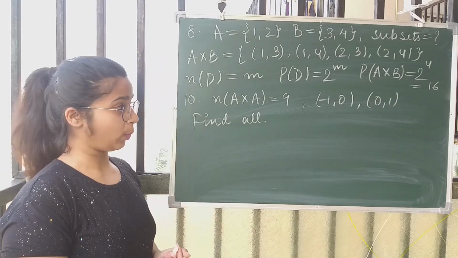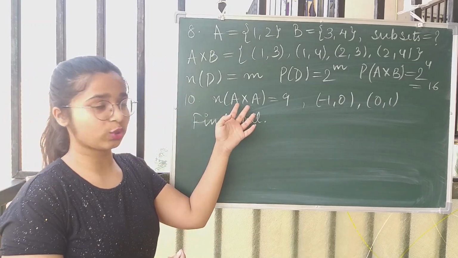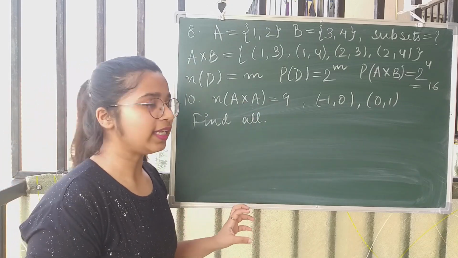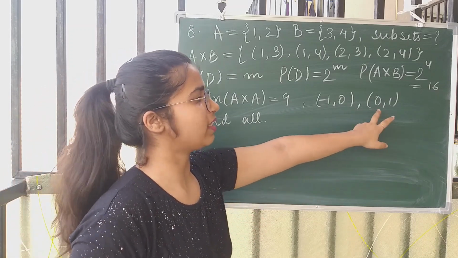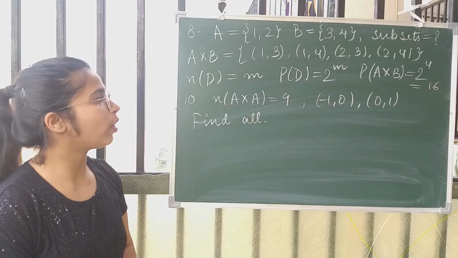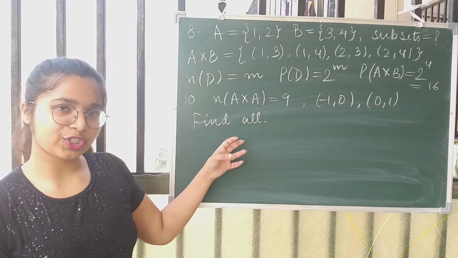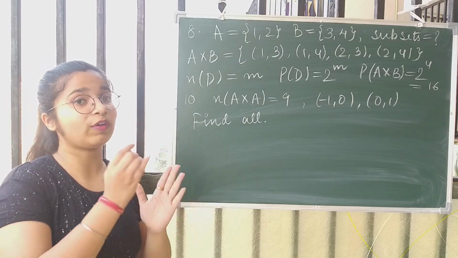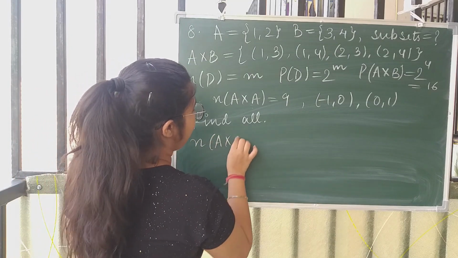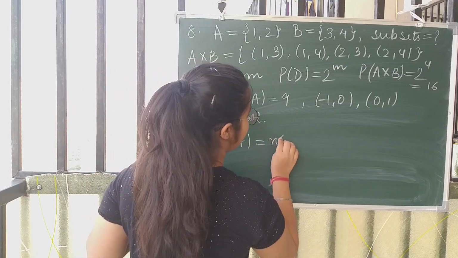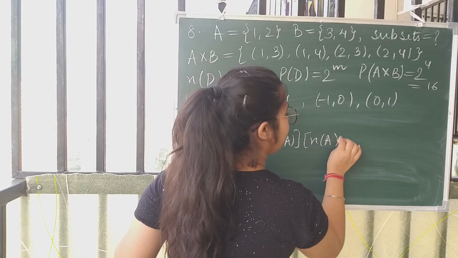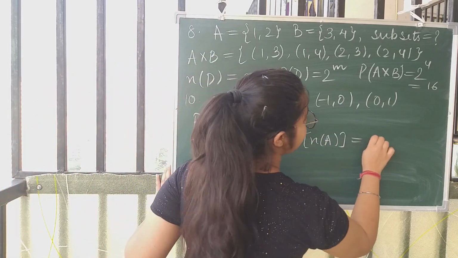So moving on to the 10th question, it says कि A cross A का जो Cartesian product है इसमें 9 elements हैं, and out of those 9 elements 2 elements are given, (-1, 0) and (0, 1). So you have to find all the rest of the elements. अब ये कैसे होगा? We know कि the number of elements in a Cartesian product is actually the product of number of elements in each of the set. So we can write that n of A cross A is actually equals to n of A into n of A.